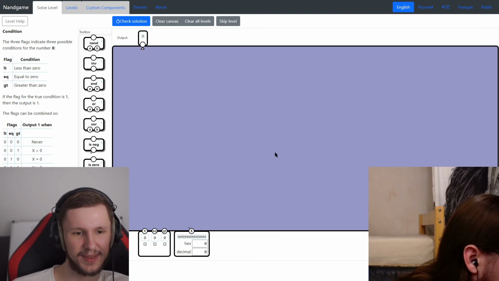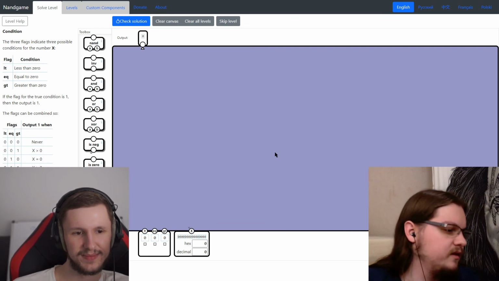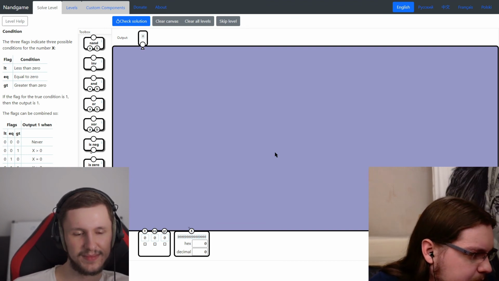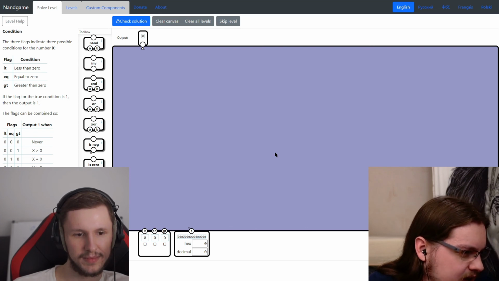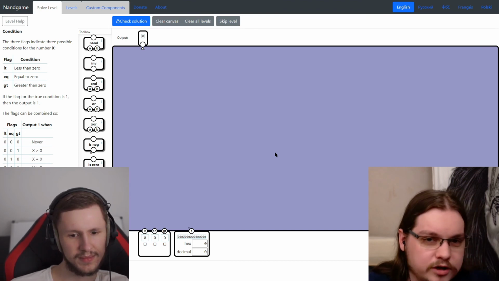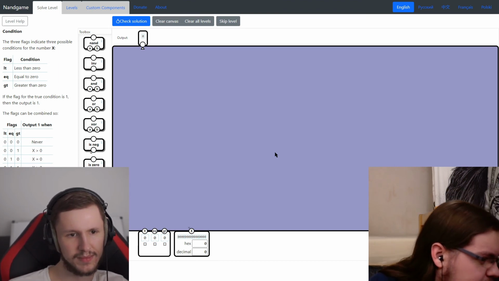So, the flags can be combined. It can never be all 0 or all 1. But it can express less than, equals, greater than, greater or equal, and less or equal. Or not equal.